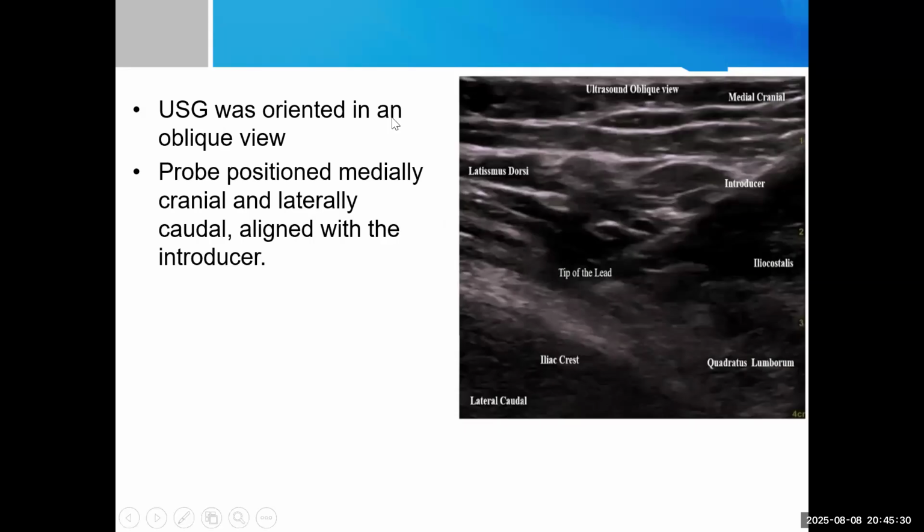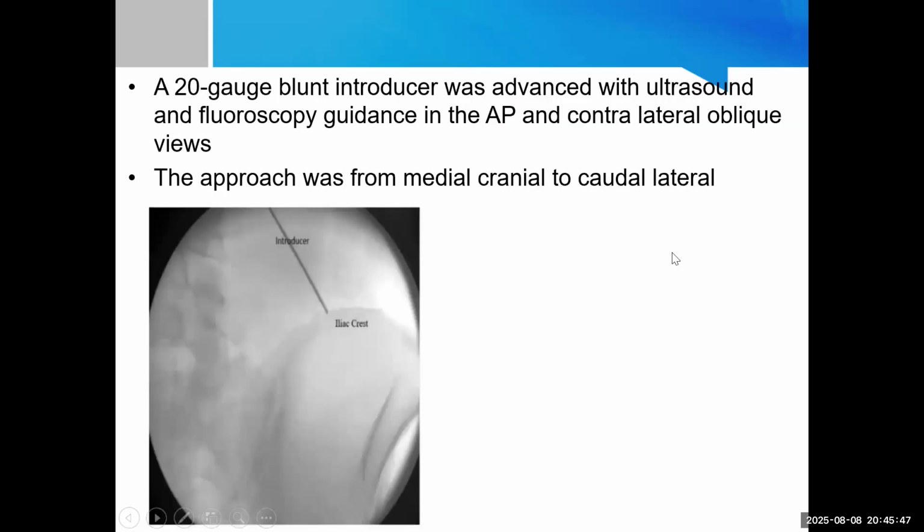It shows ultrasound orientation in an oblique view. This is an oblique view where the probe is positioned medially and cranially. So the medial portion will be cranial and the lateral portion will be caudal. And they are introducing the introducer in this position. Then they took the X-ray picture after introducing a 20 gauge blunt introducer, which was advanced using both ultrasound and fluoroscopy.